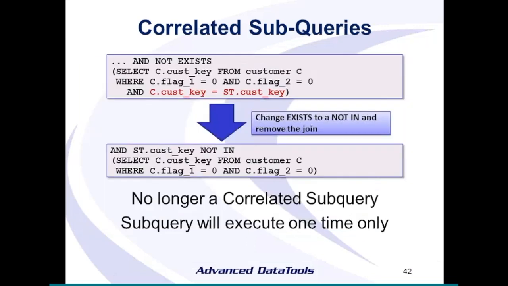So rewriting this correlated subquery and changing the exists or not exists to a not in, in this example, we only need to do the subquery one time. So instead of saying, hey, is it in this table for each record we retrieve, we now run the query one time, and it will put a list of cus keys, in this case, in temporary space, and just check against that. So that subquery will run just the once.